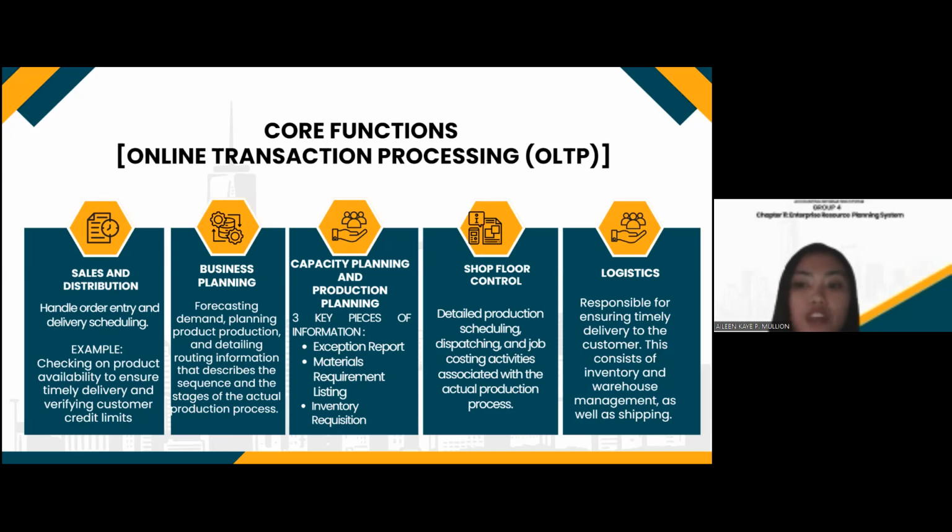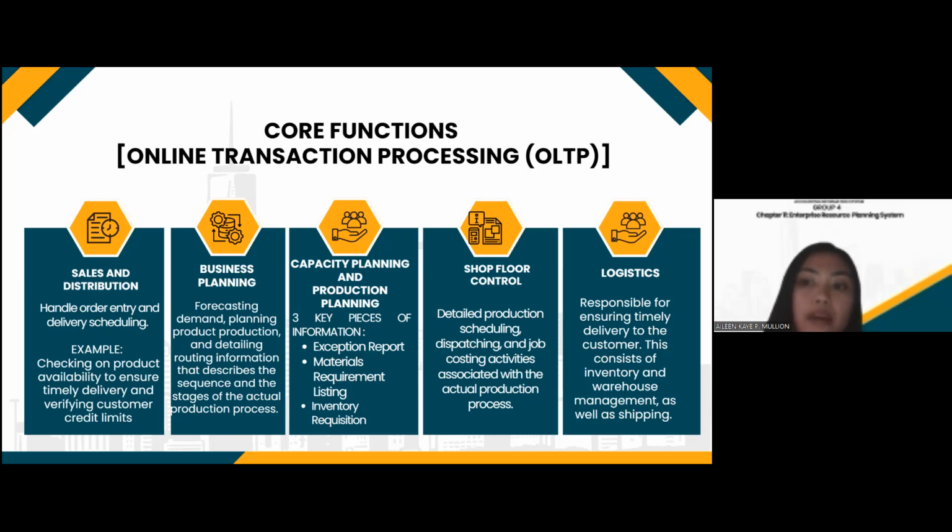So once the master production schedule is complete, the data are entered into the material requirements planning module, which provides three key pieces of information: an exception report, the material requirements listing, and the inventory requisition. The exception report identifies potential situations that will result in rescheduling production, such as late delivery of materials. The material requirements listing shows the details of vendor shipments and expected receipts of products and components needed for the order. And lastly is the inventory requisition. It is used to trigger material purchase orders to vendors for items not in stock.